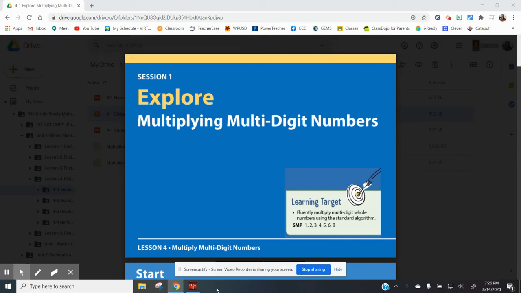Hi, today we're going to be working on lesson 4, session 1. This is the beginning of our multiplying multi-digit numbers lessons. And so today we're going to be showing how we can multiply using 1 and 2 digit numbers.